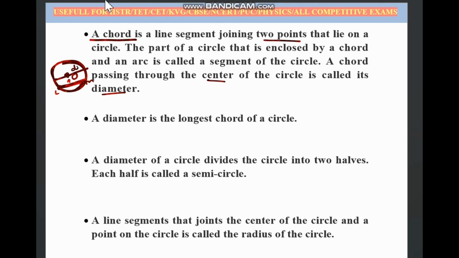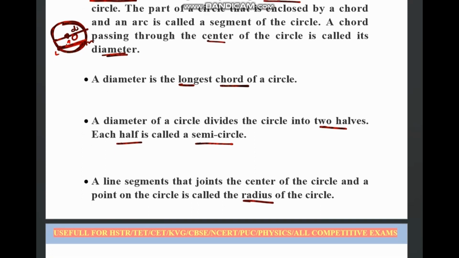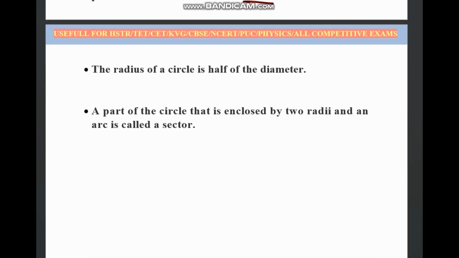The biggest chord of a circle is nothing but the diameter. See here, it is the longest chord of a circle. The diameter of a circle divides a circle into two halves. Each half is called a semicircle. A line segment that joins the center of a circle and a point on the circle is nothing but the radius of the circle. This is a very basic concept.